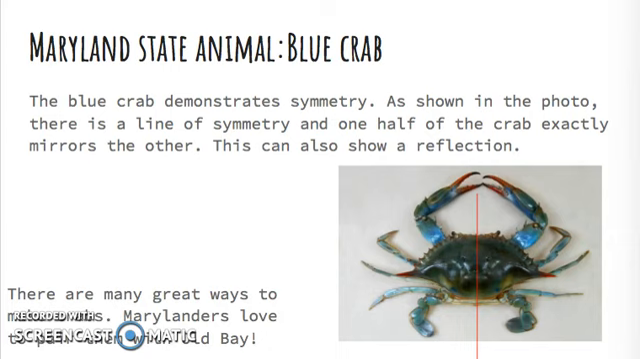And then finally, the state animal is a blue crab. The blue crab has reflectional symmetry because one half of the crab is exactly the same as the other half, and people in Maryland love their crabs and like to eat them with Old Bay.